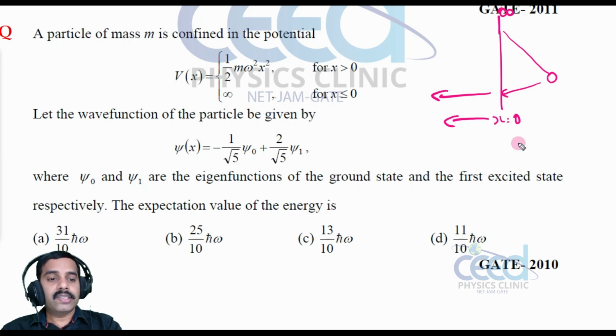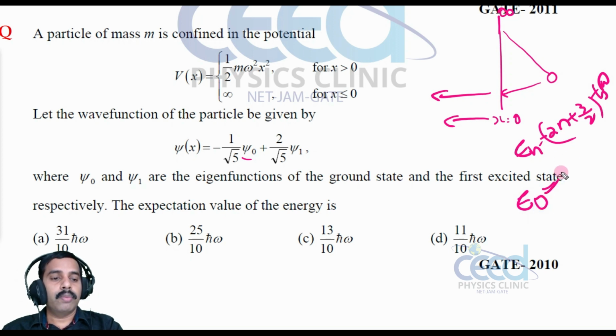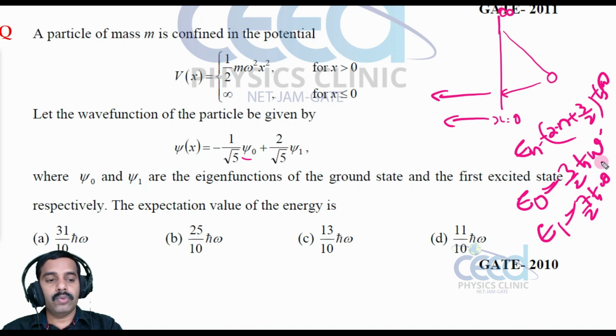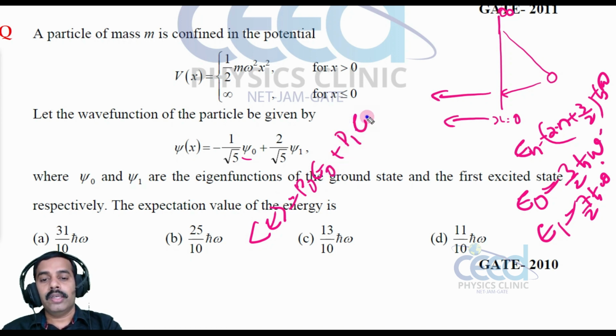So in that case, the energy eigenvalue is (2n plus 3 by 2) into h cross omega. So what is E0? E0 is equal to 3 by 2 h cross omega. And what is E1? n is equal to 1, that means 2 plus 3 by 2, that is 7 by 2 h cross omega. Then what is the expectation value? The expectation value of energy is P0 E0 plus P1 E1.